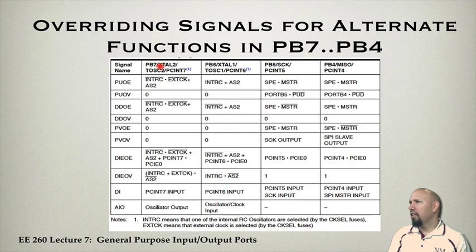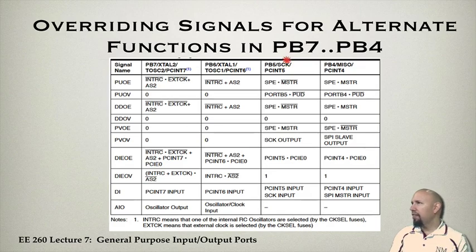So pin 7, if I want it to be crystal 2, that timer oscillator, or pin change interrupt, this is what determines what it will be. You can see it's dependent upon a number of these signals as to which of these it will be. And so this is the overriding signals for those alternate functions. There are a lot of signals going on if you want to use these alternate functions. But how else are you going to access that? You have one pin that can potentially do all these things.